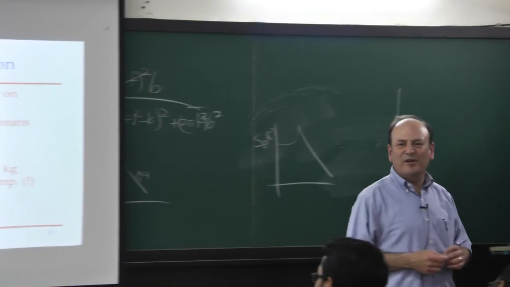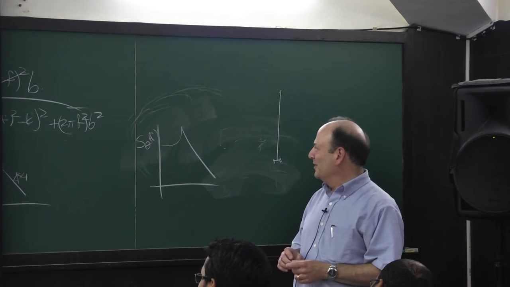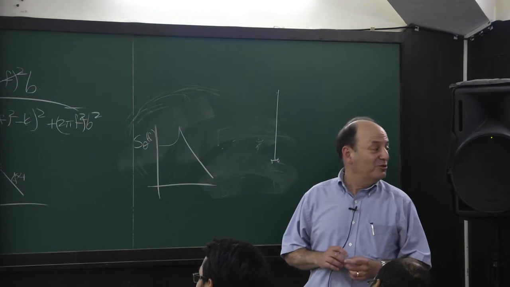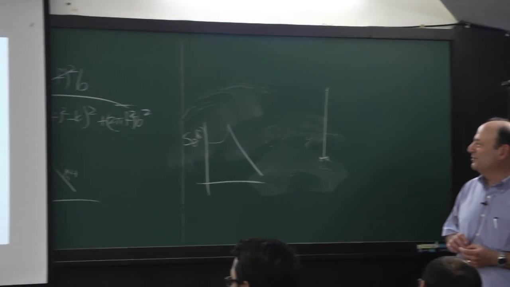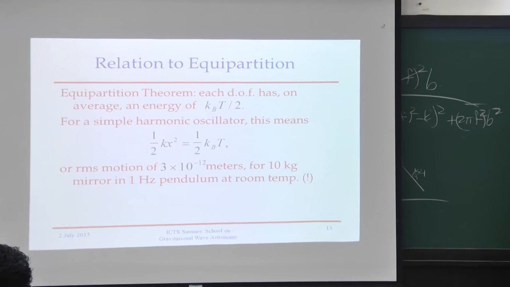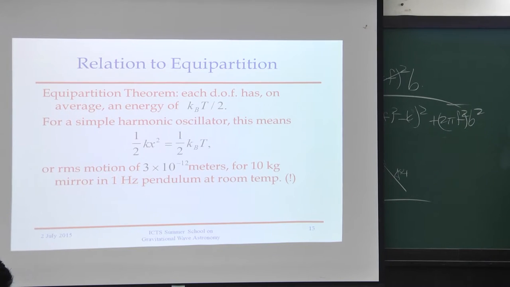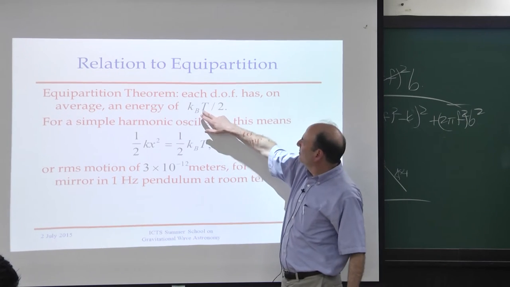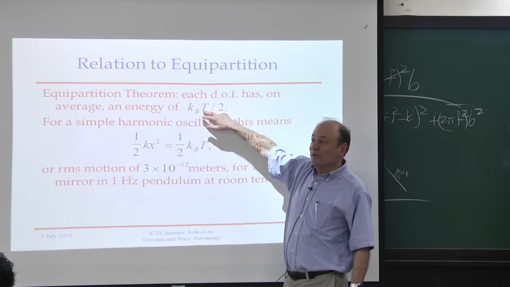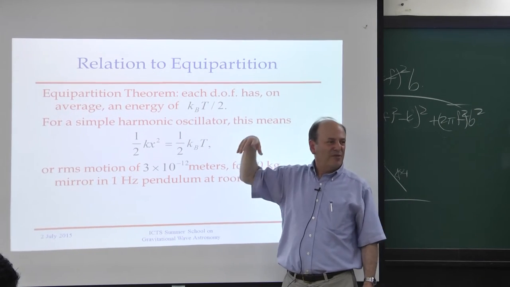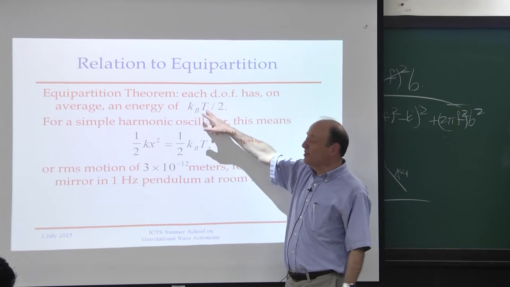Equipartition says that every degree of freedom, or at least every degree of freedom associated with a quadratic term in the Hamiltonian, has an energy that you can know that depends only on T, half kT. This says nothing about the amount of damping. All right? It says nothing about the dynamics whatsoever of that degree of freedom. Doesn't depend on the resonant frequency of anything, or even if there is a spring. It could just be a Brownian particle in some fluid. Doesn't matter. The amount of energy associated with the thermal disturbance of some degree of freedom is just kT over 2.